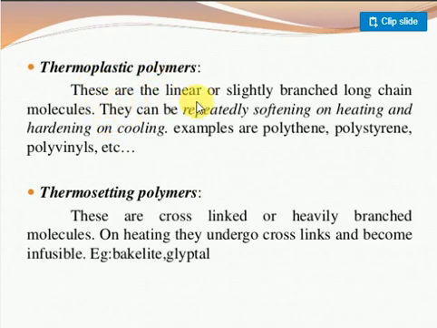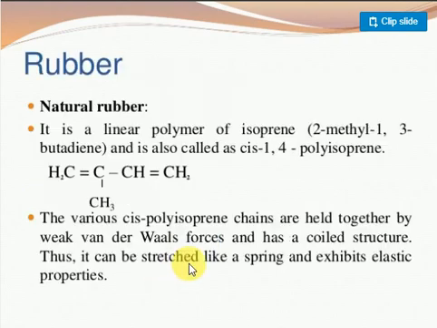Thermoplastic polymers are linear or slightly branched long-chain molecules. They can be repeatedly softened and hardened. If you heat a thermoplastic, it becomes soft on heating and becomes hard again on cooling. Examples: polythene, polystyrene, polyvinyl chloride. Thermosetting polymers are cross-linked, highly branched polymers. We cannot mold them or break them easily. Unbreakable kitchenware is made of thermosetting polymers. Examples: Bakelite, glyptal.